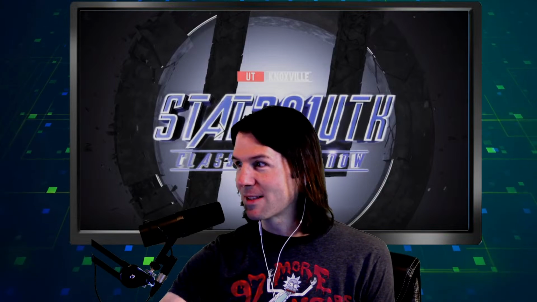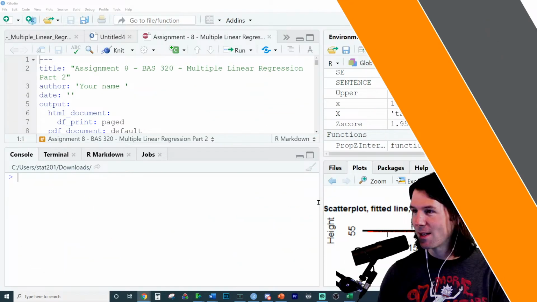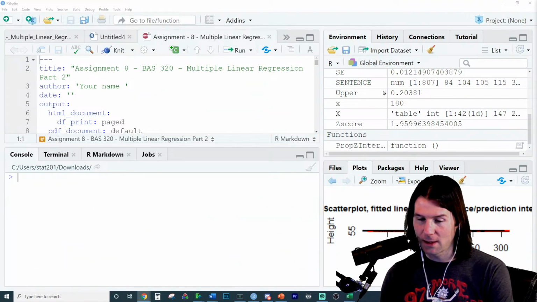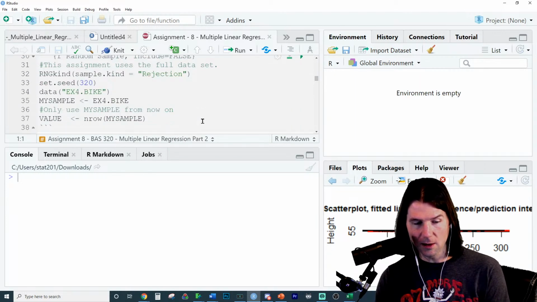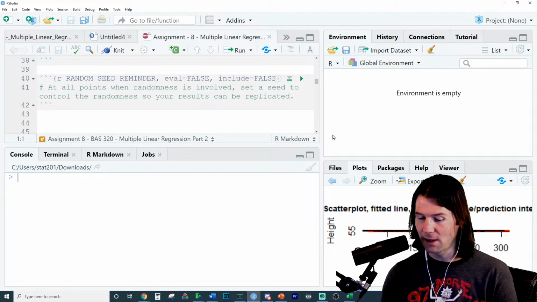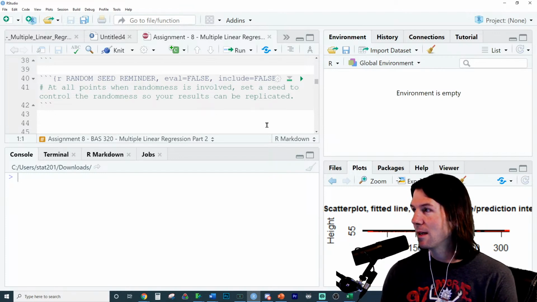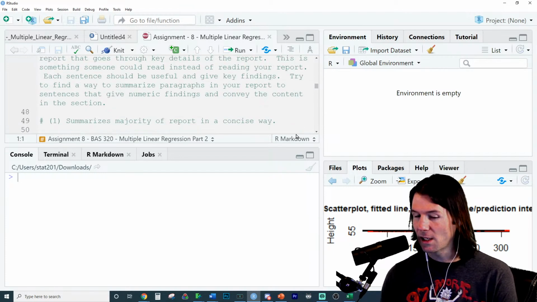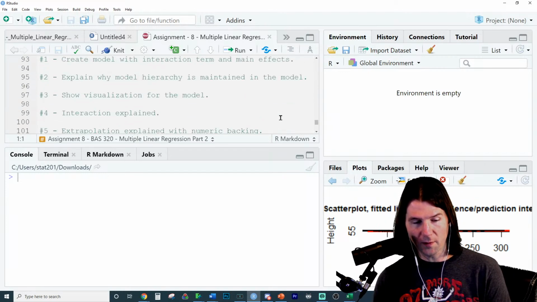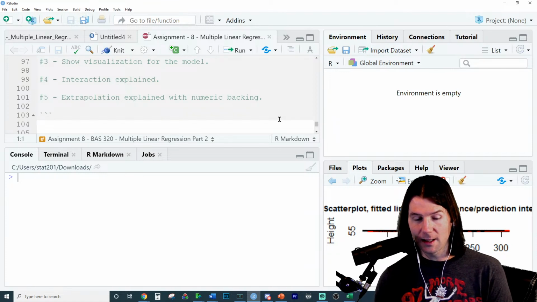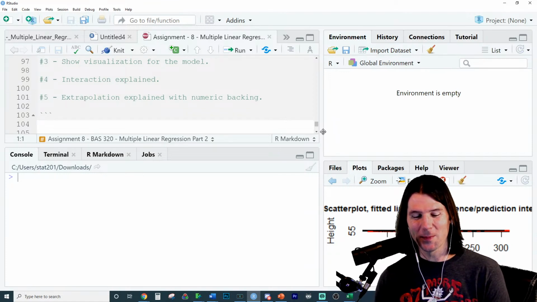Let's hop into this. Here we are. Let's put in a random student ID. Oh, we don't have to do it this time. I made it so you didn't have to do it. Yay! We're using the full data set. This is part 5 for task 2. Let's talk about part 5 for task 2: extrapolation explained with numeric backing.